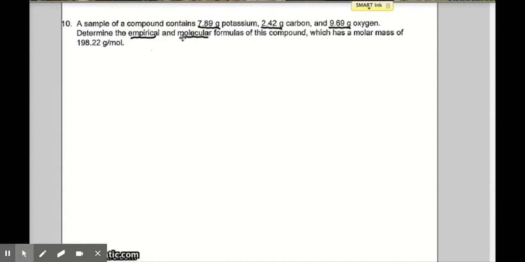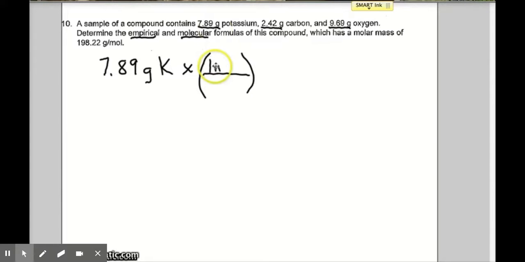So we're going to do the empirical formula first. And doing that, we need to use these given masses and convert those into moles. We do that by taking the grams, multiplying it by 1 mole over the molar mass, and that's what we find on the periodic table. So potassium is 39 grams, and you'll find that on the periodic table. So we take 7.89 divided by 39, and we get 0.2 moles of potassium. Okay, so we're going to do that for the next two.